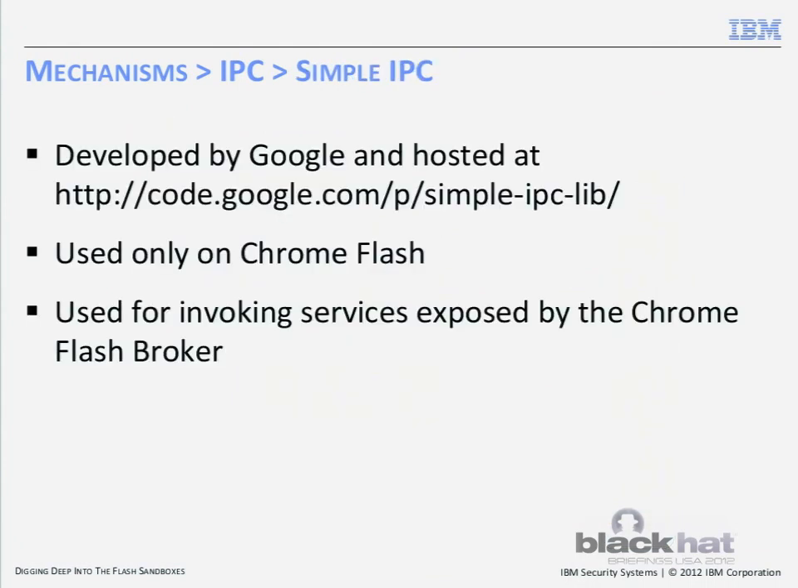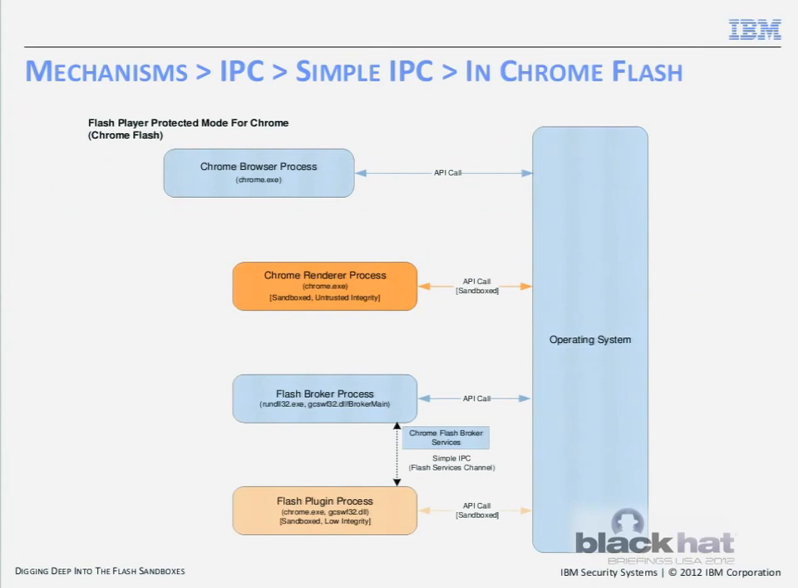The last IPC implementation we'll discuss is Simple IPC. Simple IPC is also developed by Google and hosted at the link on the screen. It is only used in Chrome Flash and used for invoking services exposed by the Chrome Flash broker. To visualize, there's a Simple IPC connection between the Flash broker process and the Flash plugin process, and it is used for invoking services exposed by the Flash broker process.